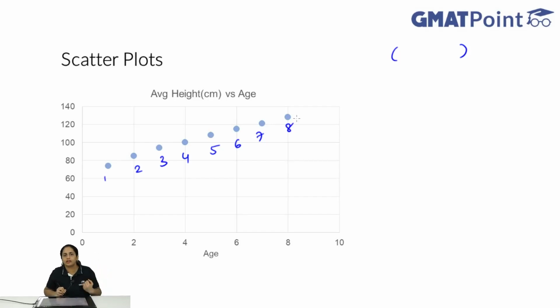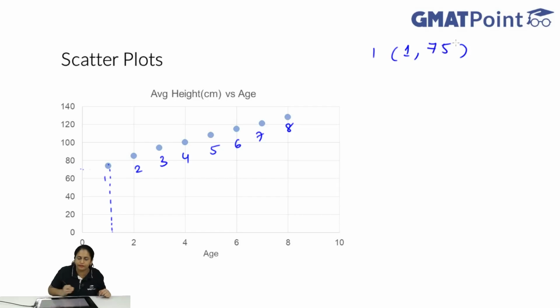Let's consider what are these 8 points. So the first point, for example, if I drop a perpendicular on the x-axis, this is somewhere between 0 and 2. I think it is somewhere exactly midway. So it will represent the point 1. The value is slightly less than 80. Midway would be 70. This would be around 75. So this is 1 and 75.